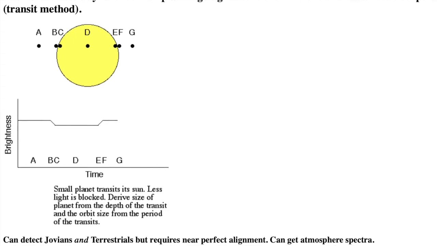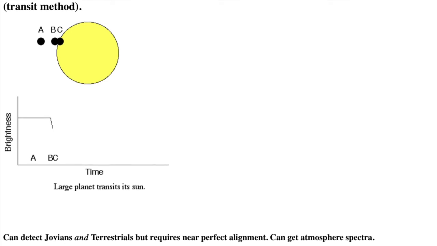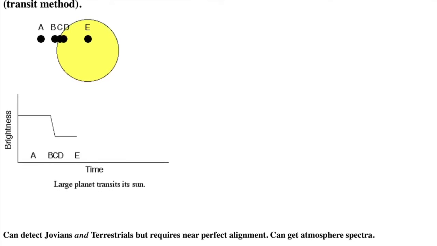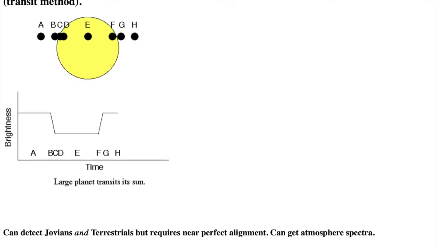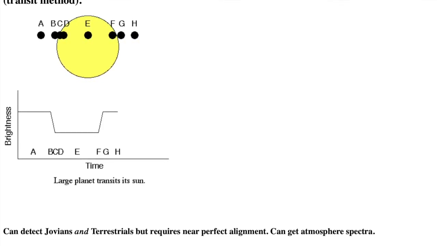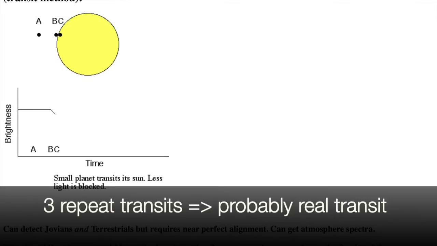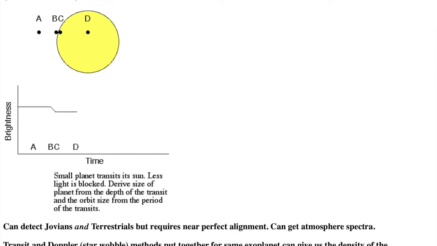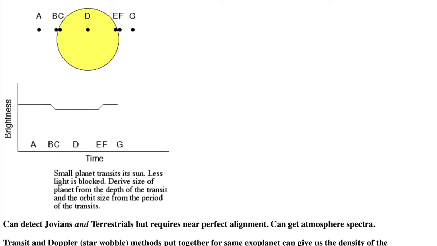A large planet will block more of a star's light than will a small planet. We can derive the size of a planet from how much of the star's light is blocked, the depth of the transit. The orbit size can be derived from the period of the transits, which is the time between the transits. We measure at least 3 successive transits to be sure the star dimming is due to an orbiting planet and not some other random process.